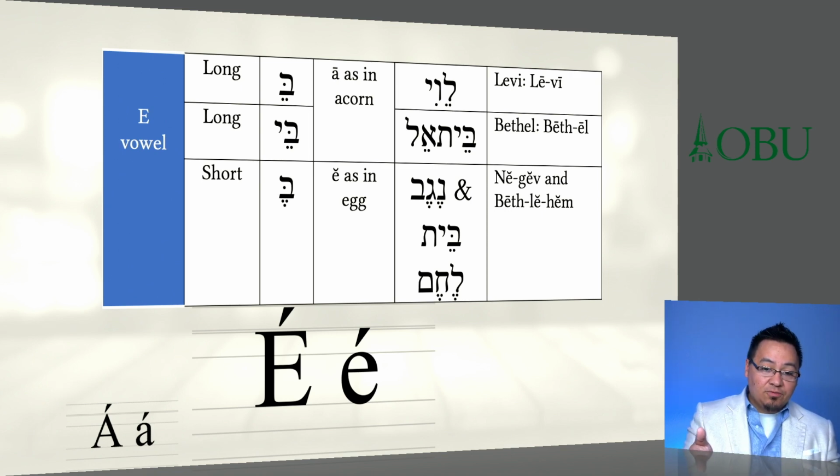Which we have Negev, Beit, we have Lechem. These are all words that have the shorter A right there. Bethlehem, Lechem. Okay, so we have long and short E's. You can work it out. You can figure it out.